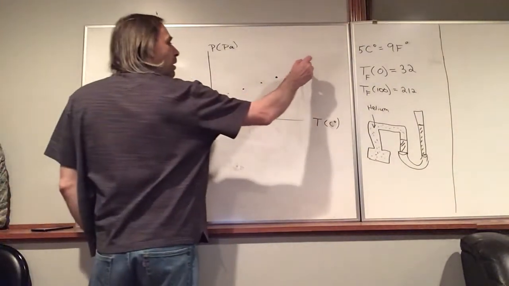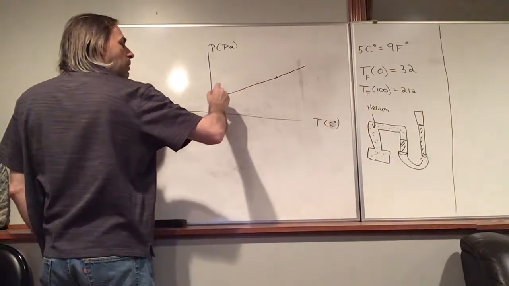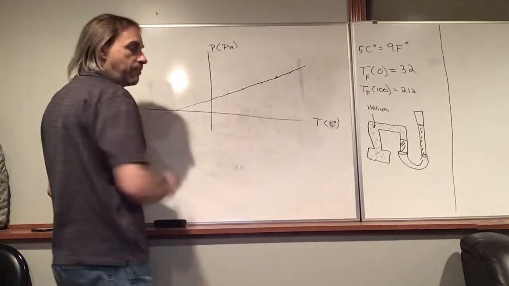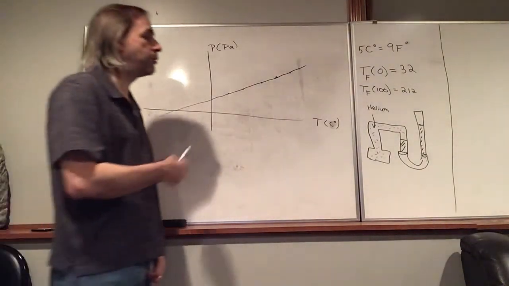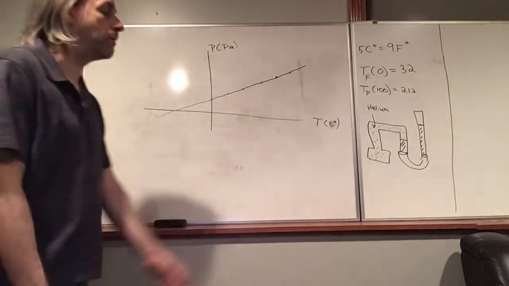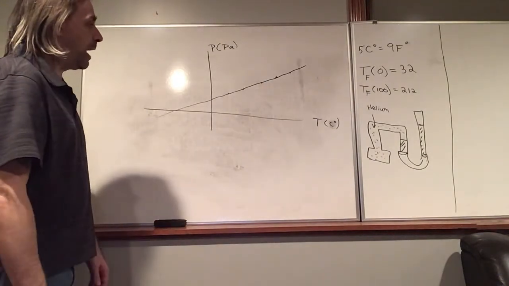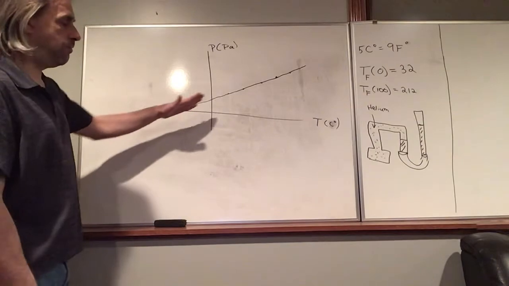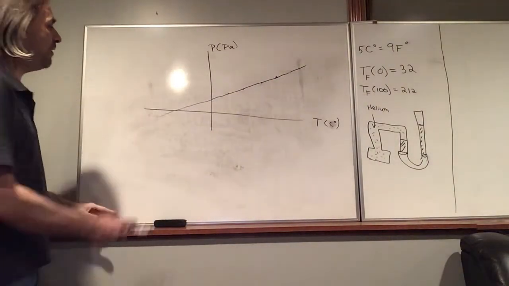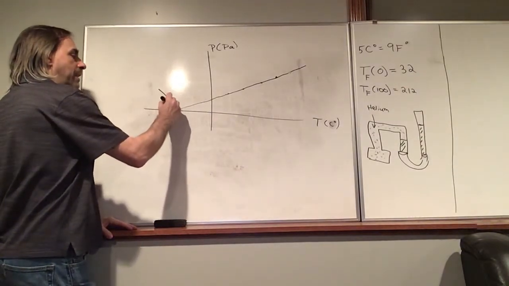There's only so far our data can go, because eventually this thermometer is going to break down. The gas will turn into a liquid, and this will no longer work. But if we take this line seriously, we follow this down, eventually there's going to be this point here where the pressure of the gas is 0.